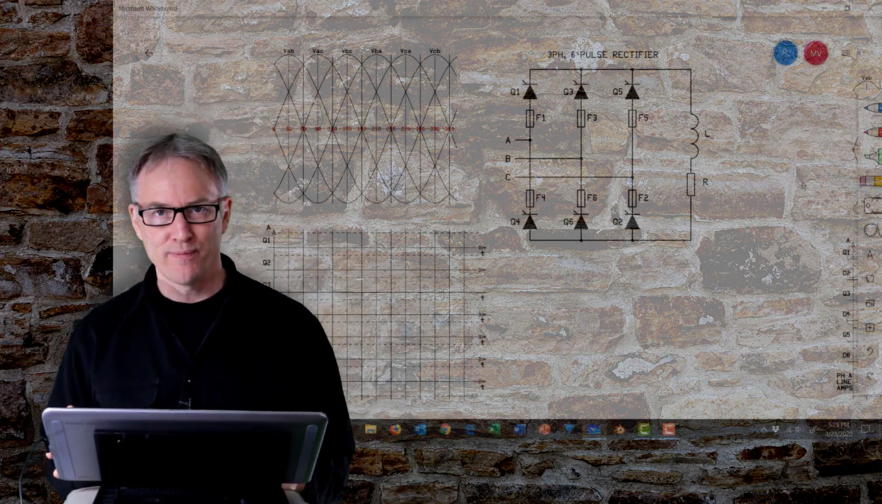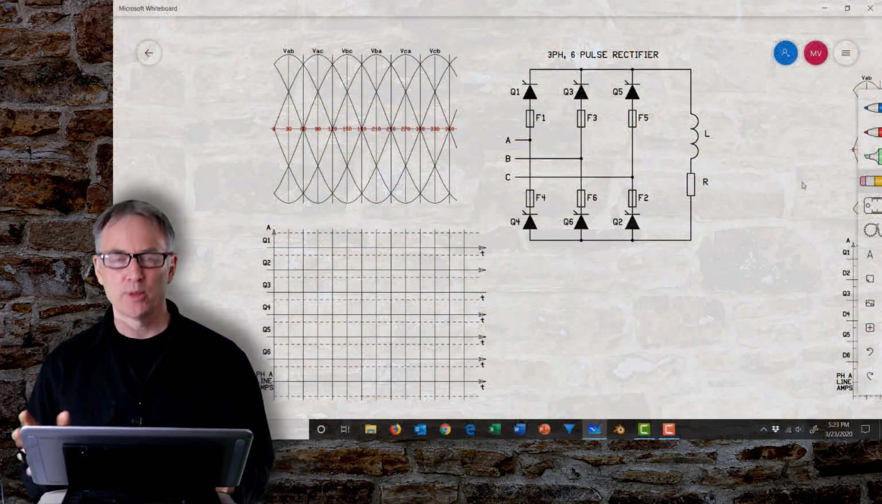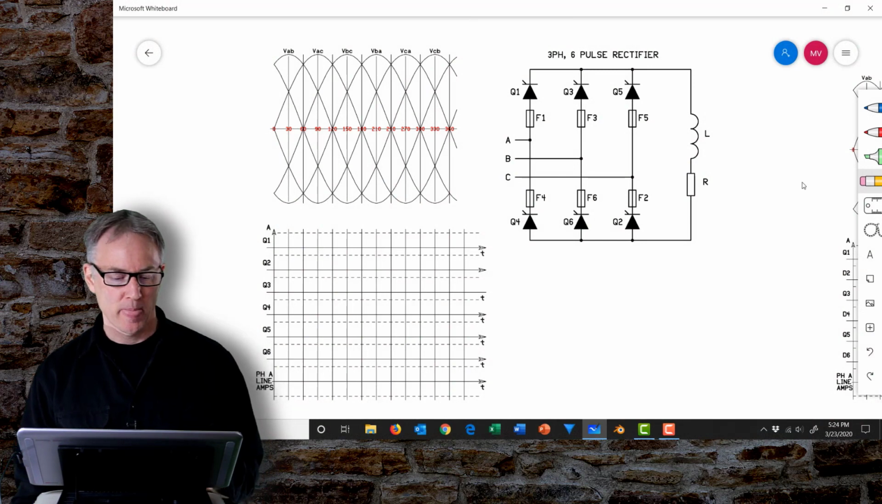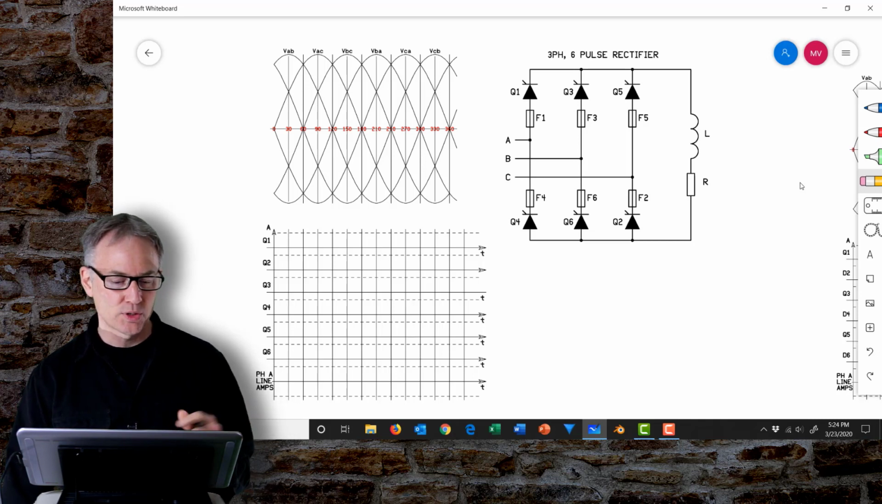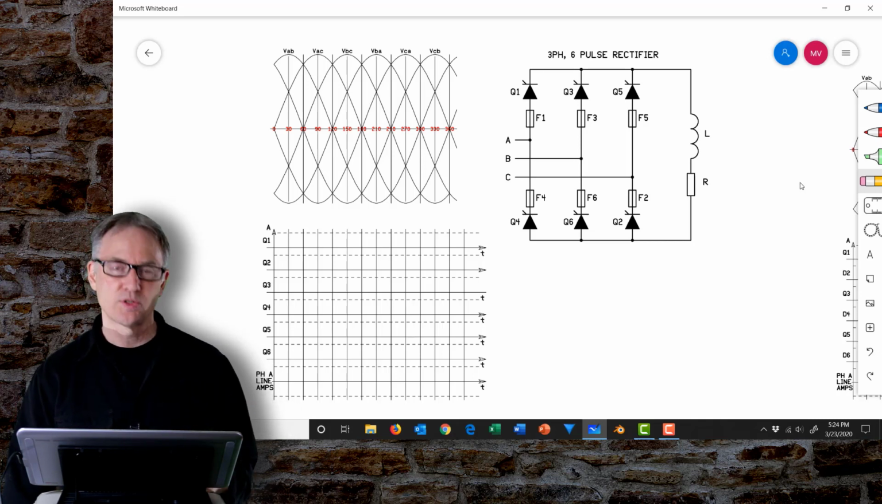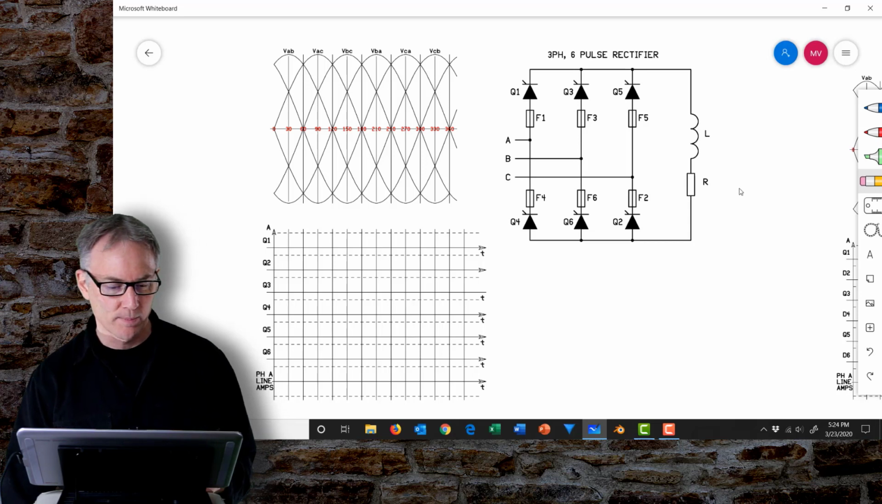And what I'm going to start with is looking at how to determine the waveforms for a 6-pulse 3-phase rectifier. So behind me, you should be seeing the rectifier and the line-to-line voltage diagram, and then below that we're going to solve out what the individual currents look like as well.